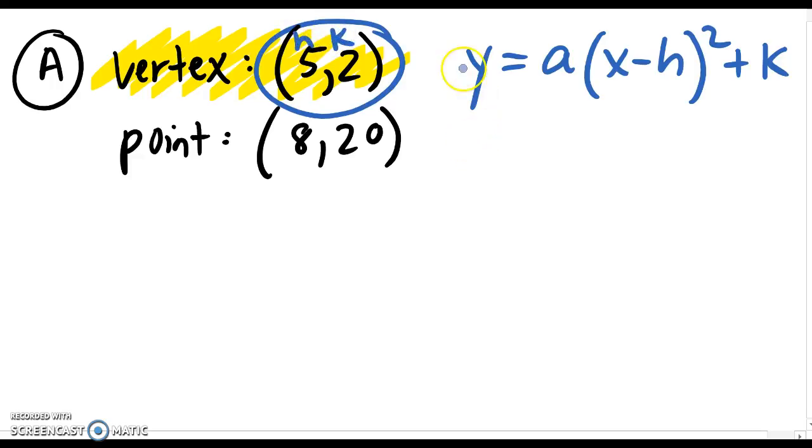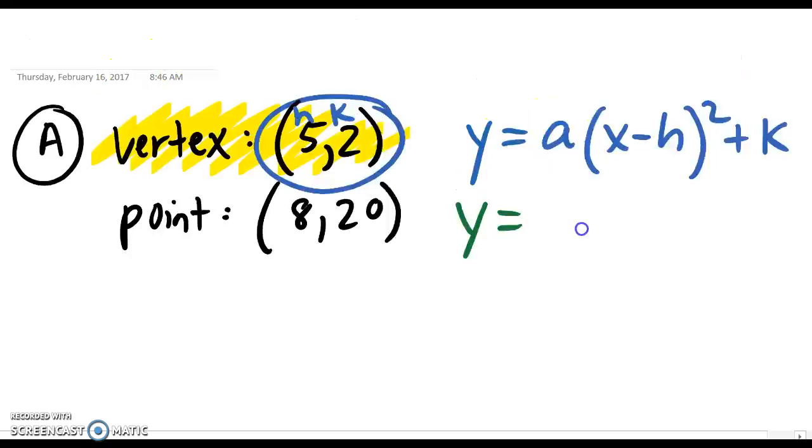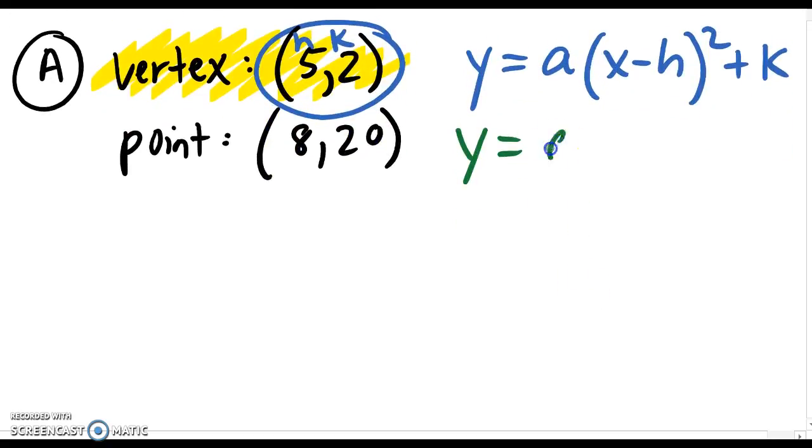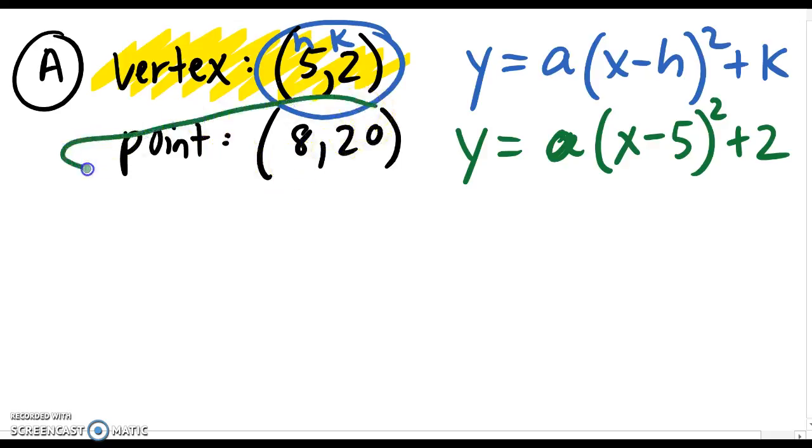If we substitute those into the equation, we get y equals, and now we don't know what a is, so we leave that blank for now. So y equals a, times (x minus 5) squared, plus 2. We're halfway home already just based off that information. Now we're going to use the point that it passes through to determine our a term. We substitute 8 in for x and 20 in for y, and solve this equation for a.